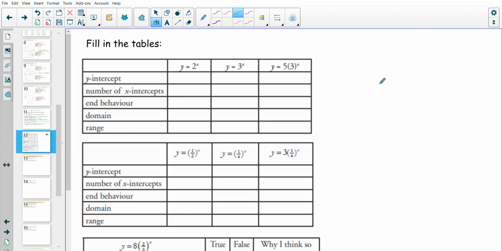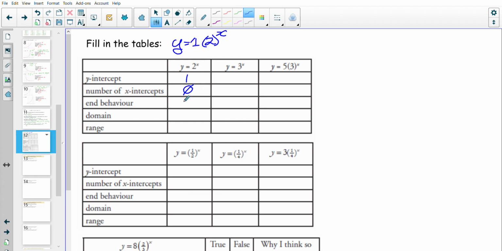Let's take a look at a few more examples. We'll fill in these tables. Now that we have the basic rules, we can look at just the exponential function, and we should be able to predict its properties based on what we see. The y-intercept of this function, we have a base of 2, and if we have just the base, we can assume that it's going to look like this: 1 times 2 to the exponent x. So our y-intercept here is 1.